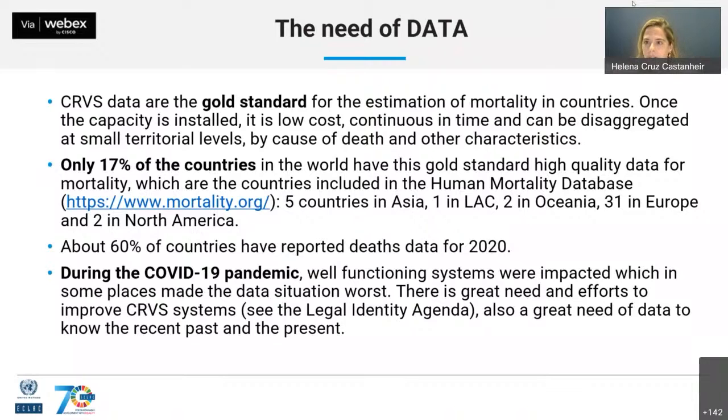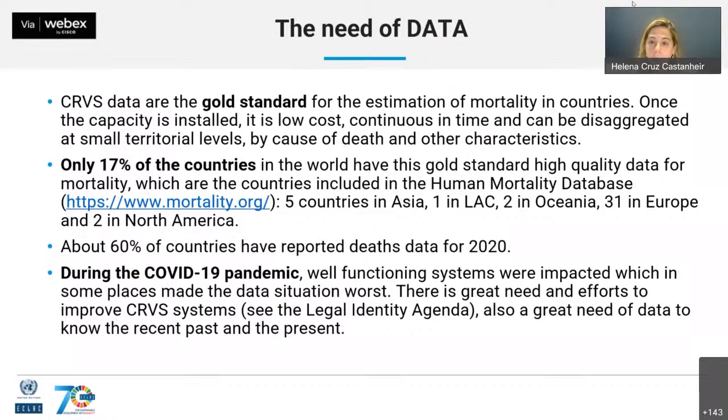So with all the effort of WHO to get data from countries on the number of deaths, even if it's only small completeness, but to have something, to have the historical series and see how it increased or decreased, only 60% of countries have reported deaths in 2020. So we really are missing a big fraction.